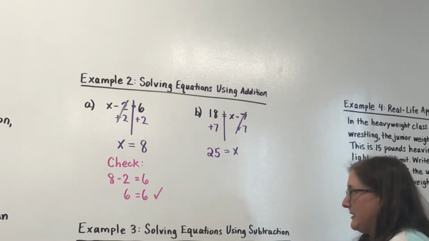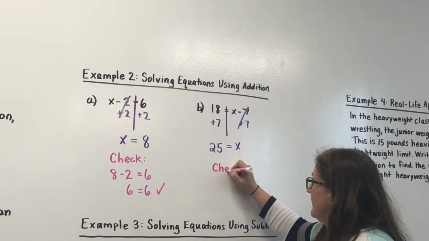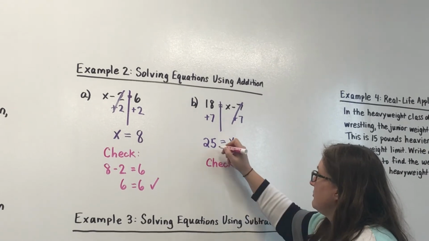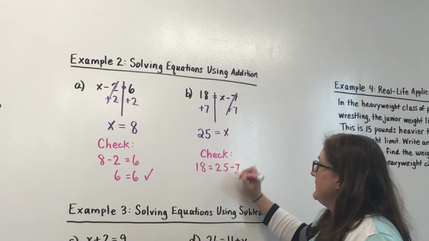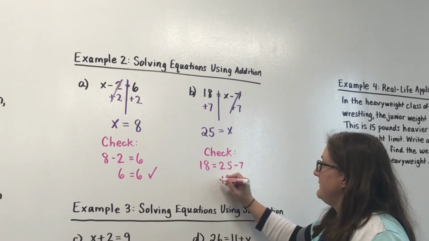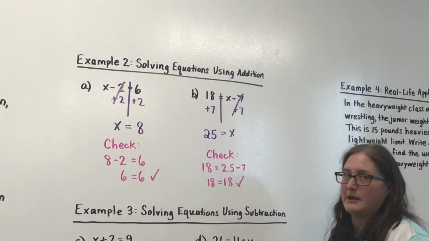Now I always want to check my answer. So I'm going to plug this 25 in for x. 25 minus 7 actually equals 18, so both sides are equal. I can check it off. I know my answer is right.